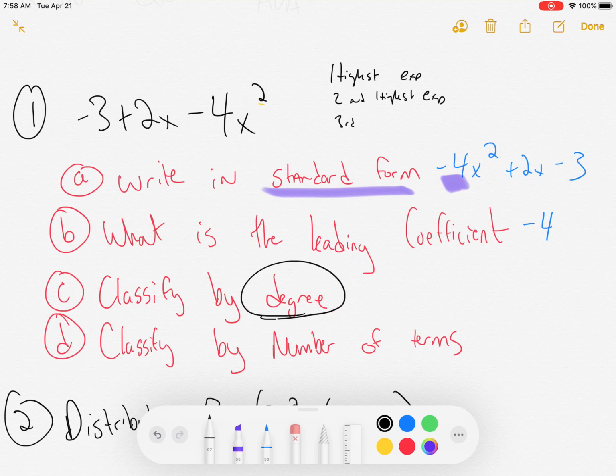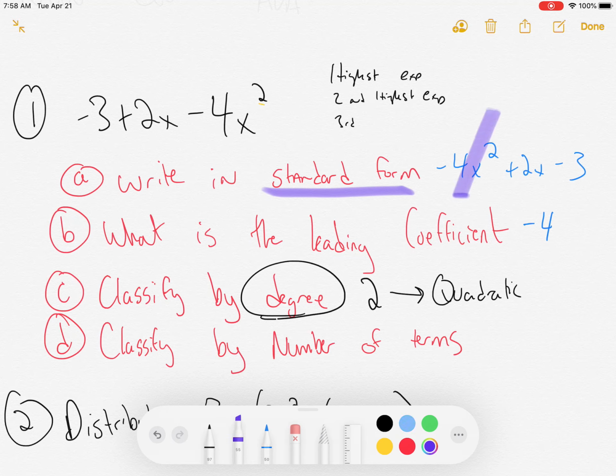Okay, next up it says to classify by degree. So this is from the 10.1 day 1 video. I think I talked about this on there for about 3 or 4 minutes. So the degree is the highest exponent. So my highest exponent is 2, but what that tells me is there's a special name for this. Since the highest exponent is 2, this is a quadratic equation. It's just a name to classify it. It's a special name. The important part is knowing that it's the highest exponent is 2.